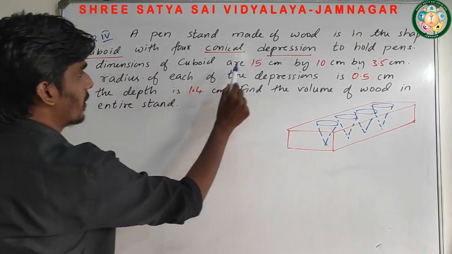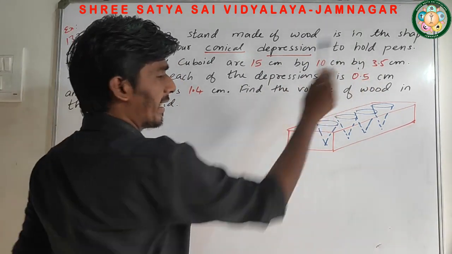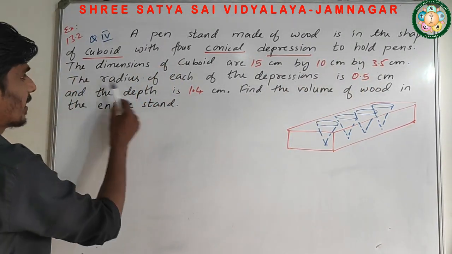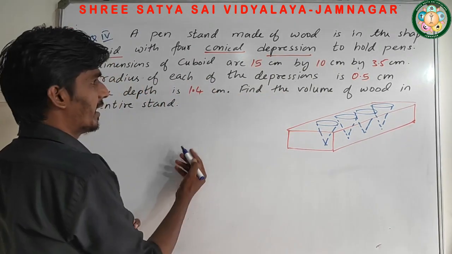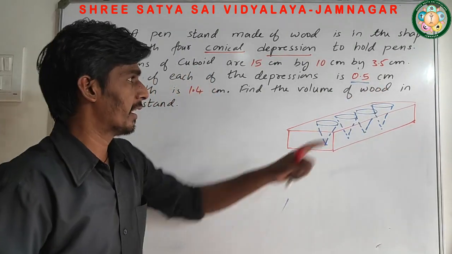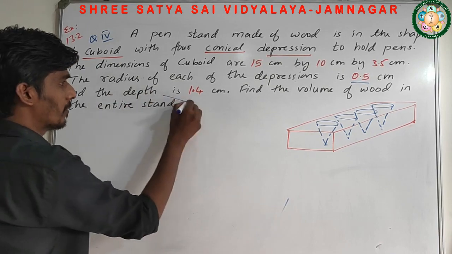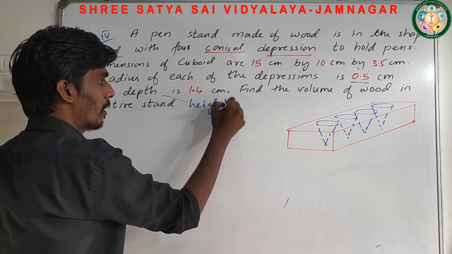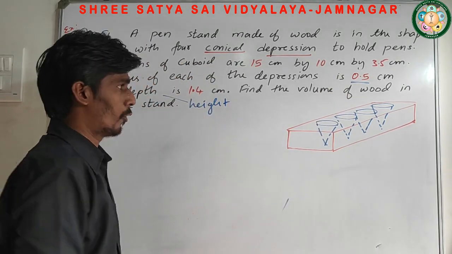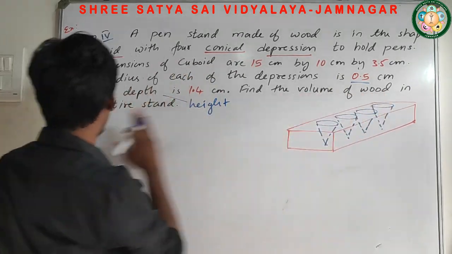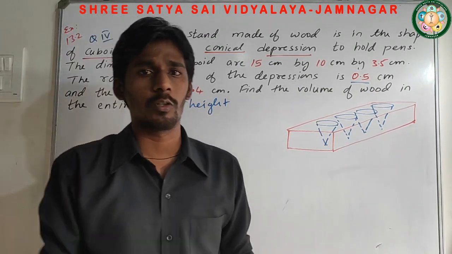The dimensions of the cuboid are 15, 10 and 3.5 centimeter. So length, breadth and height are given for the cuboid. The radius of each depression, the radius of these four depressions, is 0.5. Its radius is 0.5. And the depth means what? Its height. How much? 1.4 centimeter. Find the volume of wood in the entire stand. We have to find the volume of the whole stand.